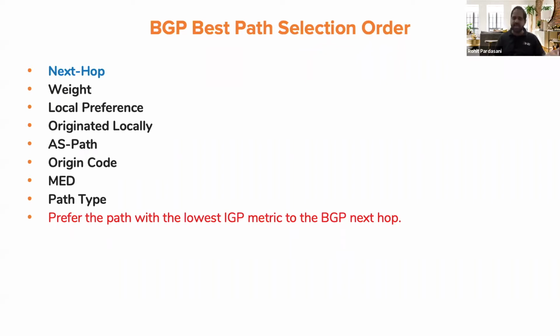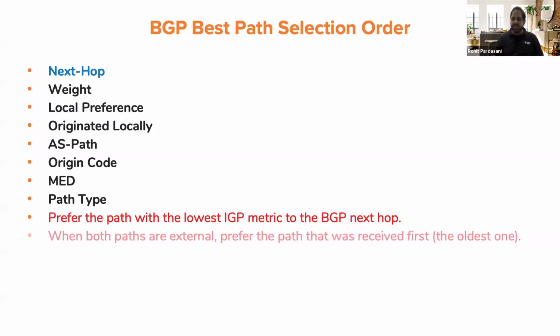If the IGP metric is also the same, let's say you had a 1 gig link to a neighbor and the second neighbor was also a 1 gig link, then it goes down to the next criteria, which is oldest path or the oldest neighbor. But the oldest neighbor kind of only works for eBGP. It doesn't really work for iBGP. So if you have eBGP neighbors, and your path type is the same and the metric is the same, it would then compare through which neighbor it received the update first, because the oldest update is considered more stable.